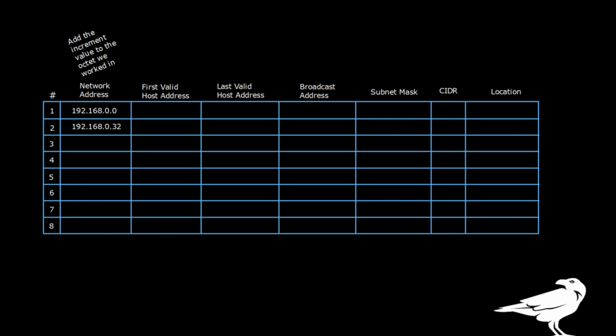For the third subnet, it's going to be the previous subnet plus the increment value in the octet that we worked in. So 192.168.0.64, because 32 plus 32 is 64. For subnet number 4, it'll be 192.168.0.96. The reason is because the previous subnet was .64, and 64 plus 32 is 96. For subnet number 5, it's 192.168.0.128, because 96 plus 32 is 128. For subnet number 6, it's going to be .160. For number 7, it's .192. For number 8 is .224.